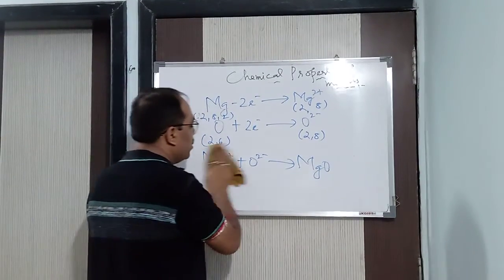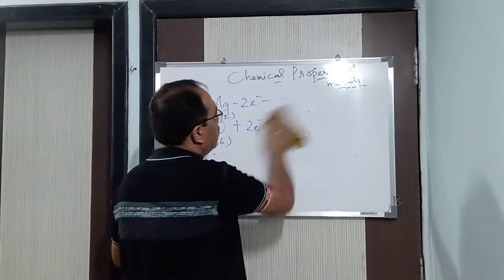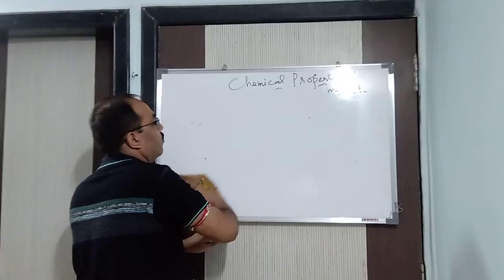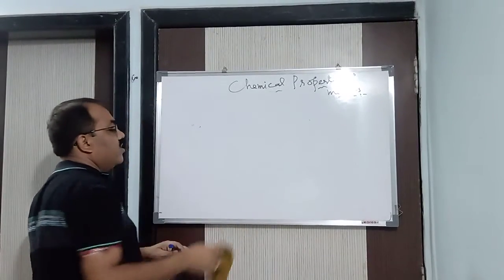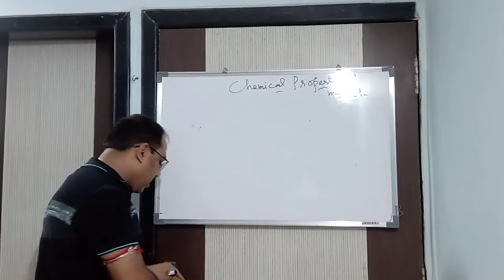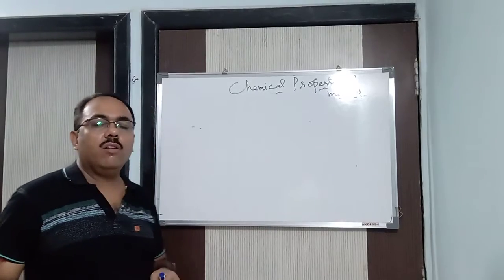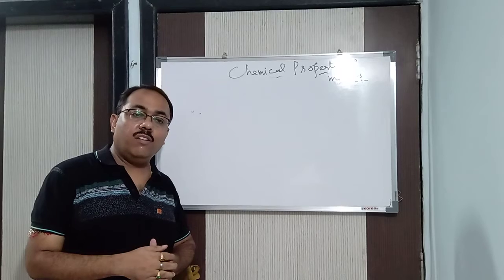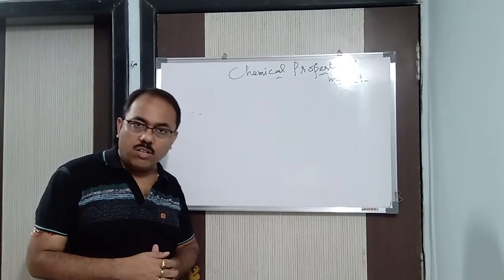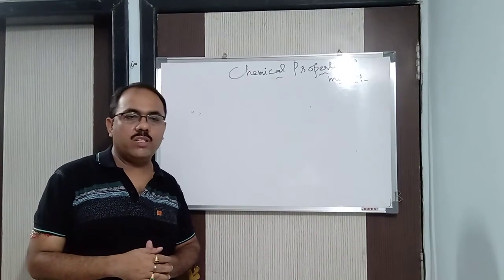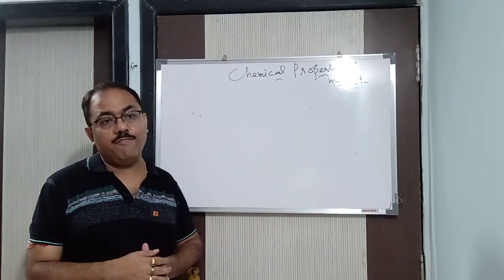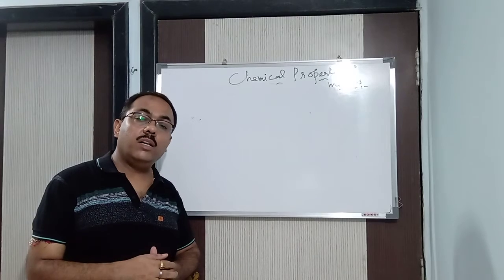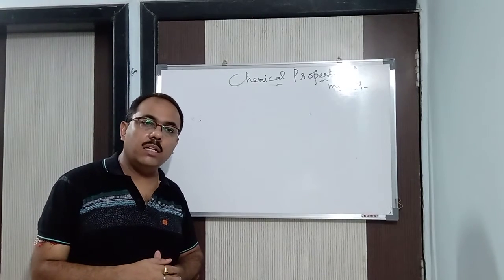Now, let us first see the nature of the oxides, then we'll go for the reactivity with water. If you see the nature, you'll find sodium, potassium, calcium, magnesium oxides are all basic in nature. If you take zinc oxide and aluminium oxide, they are amphoteric in nature. Now listen carefully, children. Sodium, potassium, magnesium, calcium, they are all basic oxides.